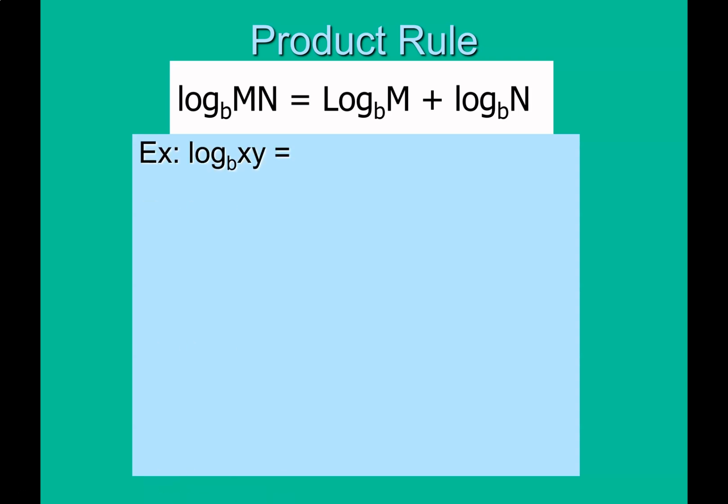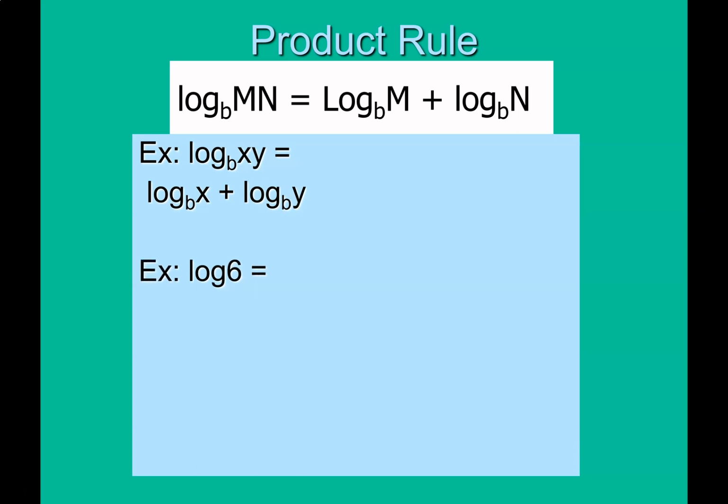Example 1, we have log base b of x times y. If I notice the rule, this is technically the rule also up here. There is a multiplication between the x and the y. So when I break it up, I should have log base b of x, because that's what came first. And now we're going to have addition in between, log base b of y. And for that one, we are done.